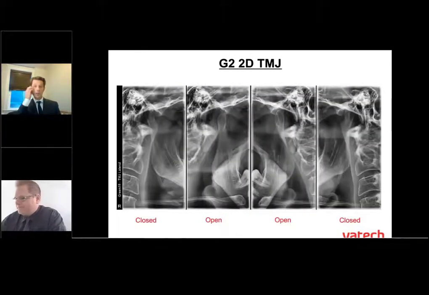Here is the result. We talked about our open on the inside and closed on the outside. It is 4 separate images. It gives you a chance to look at the condylar head, the shape of the condylar head, the relationship of the condyle to the fossa there. And we do have a full suite of videos on our website that go through specifically this 2D TMJ capture.